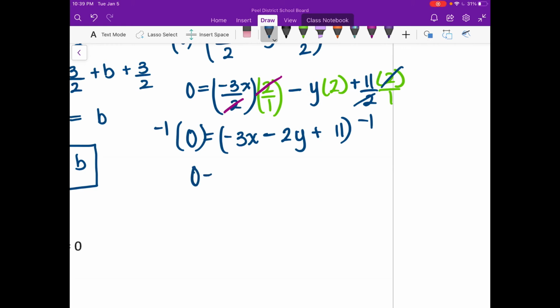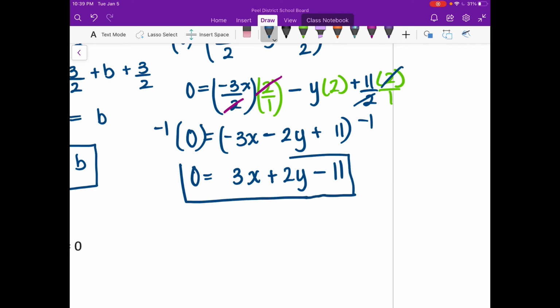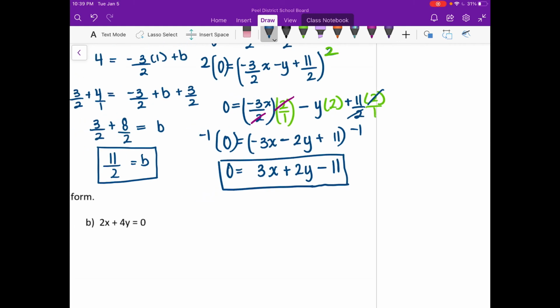When you multiply by negative 1, you're really just changing the signs for everything. So negative 3 turns into positive 3, negative 2 turns into positive 2, and positive 11 turns into negative 11. And that is it. That's my answer. Okay?